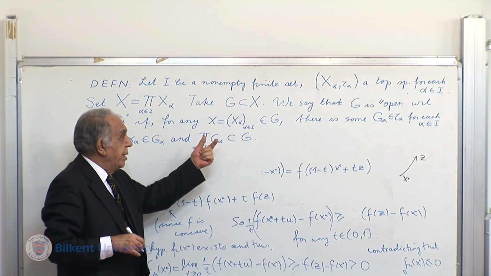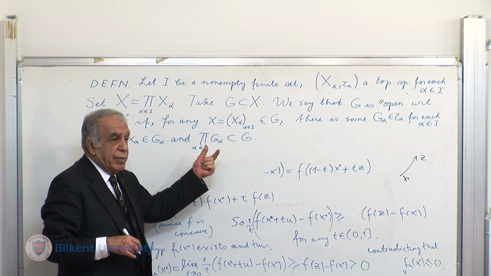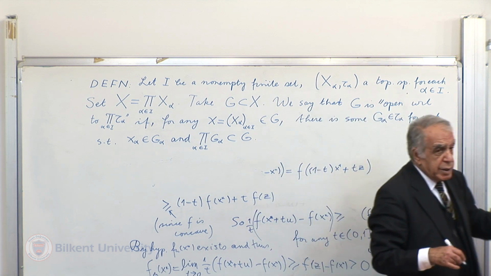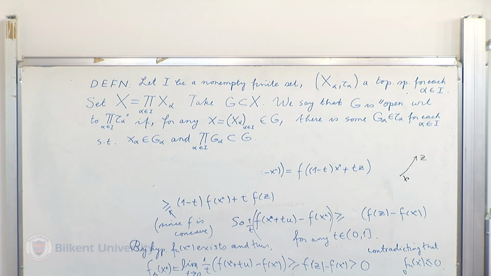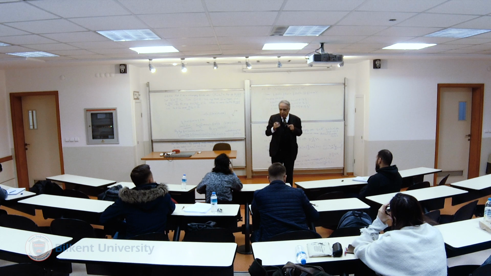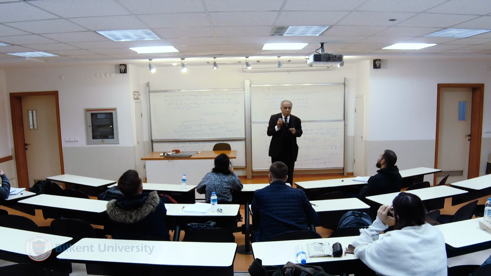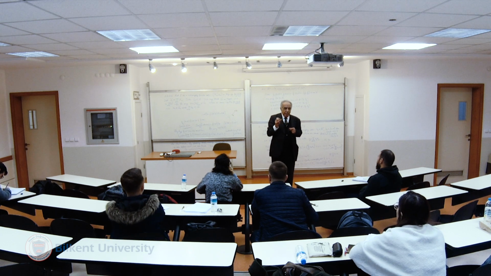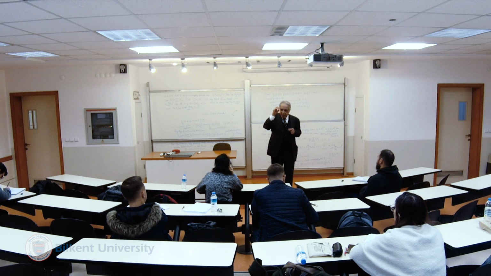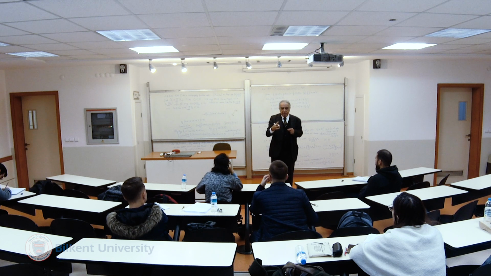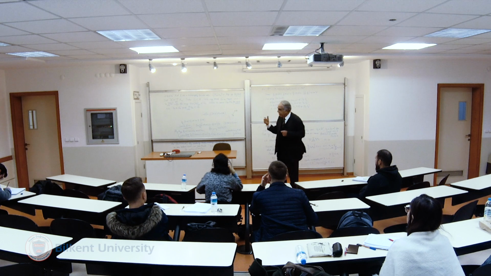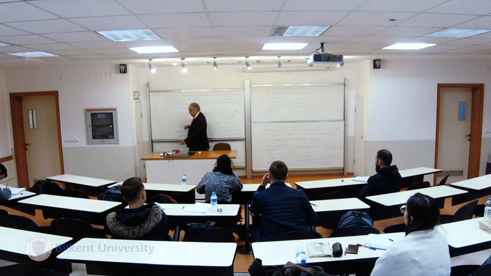So the way, for example, to produce a topology on R2 from the topology on R, according to this, will be the following. You take some set in R2, you take any X, it has two components, X1, X2 in G, then you should find some open set in R containing X1, some open set in R again containing X2, G1, G2, such that G1 cross G2 is contained in G. So that's just like that.